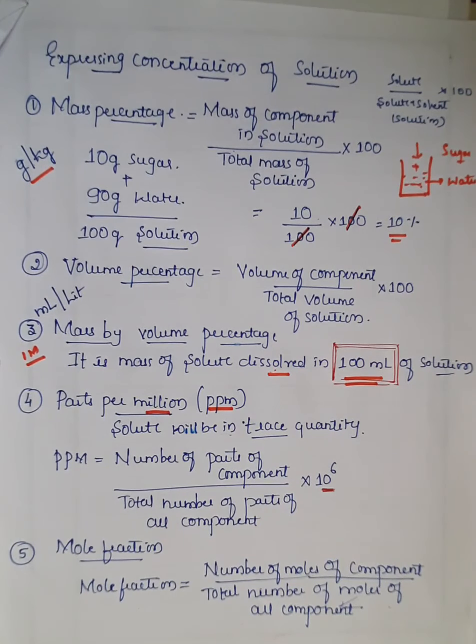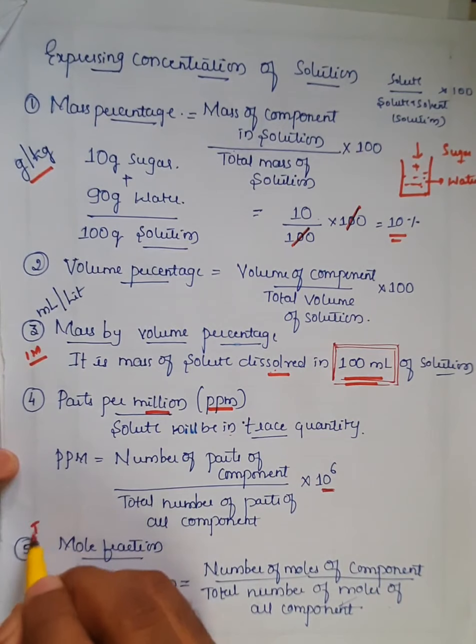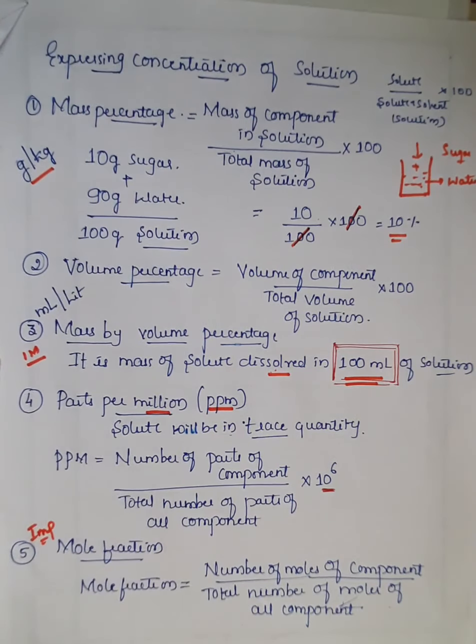And the fifth one is mole fraction. Mole fraction is equal to the number of moles of a component divided by the total number of moles of all components. This is very simple. We add up all the components present in the denominator. This is important for your further study also. Always remember mole fraction; you have also studied it in first year.